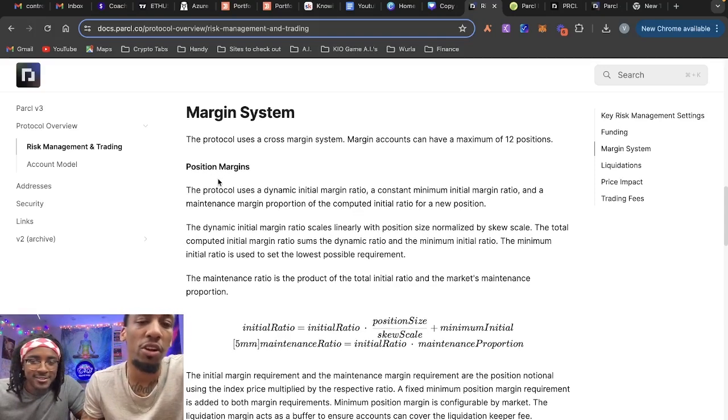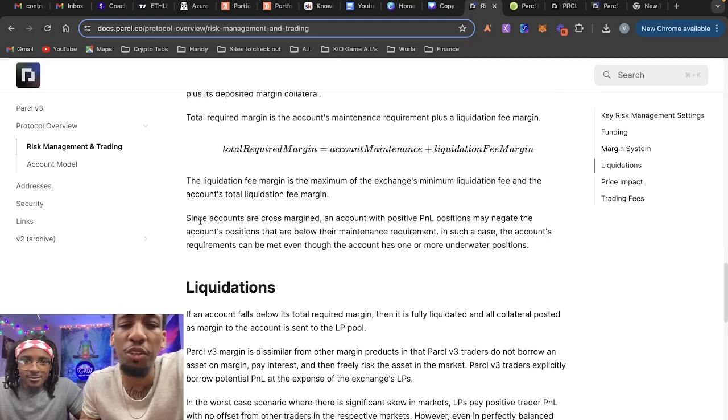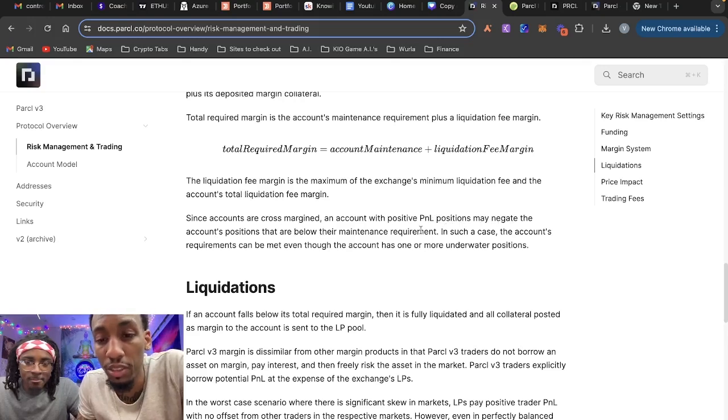All right, now let's cover their margin system. It says the protocol uses a cross margin system, and margin accounts can have a maximum of 12 positions. It uses a dynamic initial margin ratio. And if you go to the bottom, it says here, since accounts are cross margin, an account with positive P&L positions may negate the account's positions that are below their maintenance requirement.